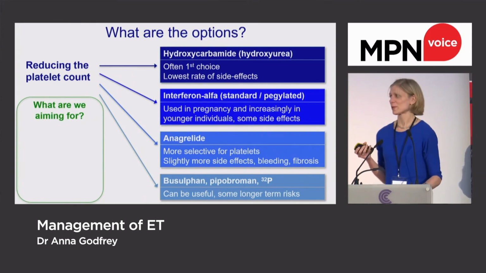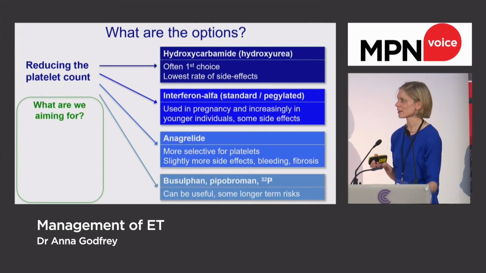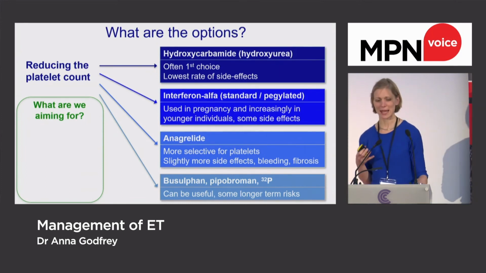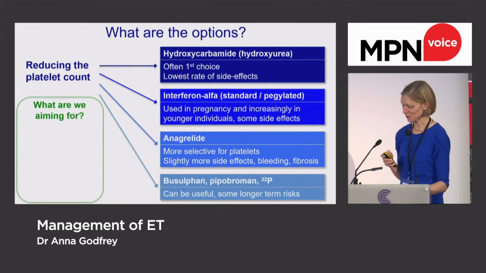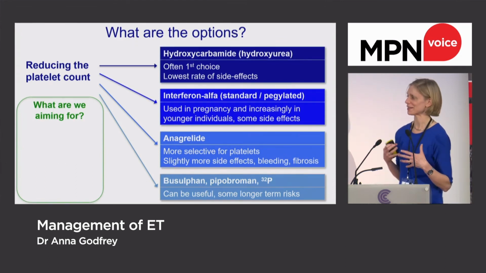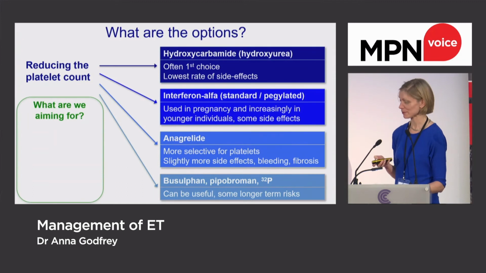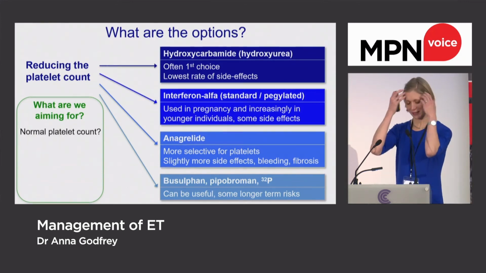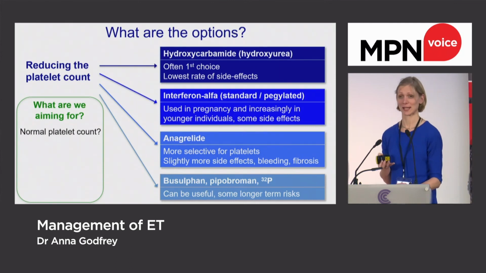I just want to briefly mention treatment targets. I think there was a question about this earlier. So what are we really aiming for with our treatment of ET? And this is one of those, we talked a little bit earlier about evidence and guidelines, and this is one of those areas where we don't have the best evidence to tell us what we should necessarily be aiming for. So if you look at the guidelines, it will tell us that we should try to aim for a normal platelet count in ET.